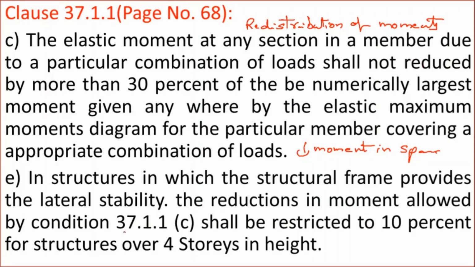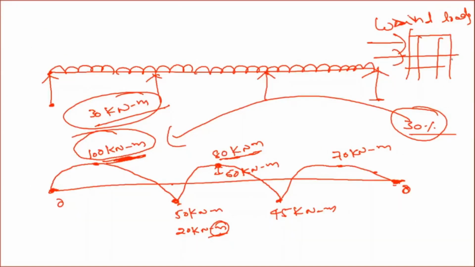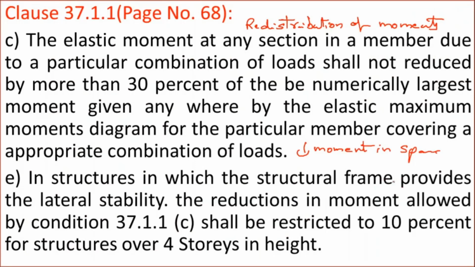The reduction in moment allowed by condition 37.1.1c, that means this condition, shall be restricted to 10% for structures over 4 stories in height. So if the structure has greater than or equal to 4 stories, then the elastic bending moment cannot be reduced by more than 10%. This clause is applicable only when the structural frame provides the lateral stability and the building is more than 4 stories in height. Otherwise, if it is less than 4 stories and it is not providing lateral stability, then you will take it as 30%.